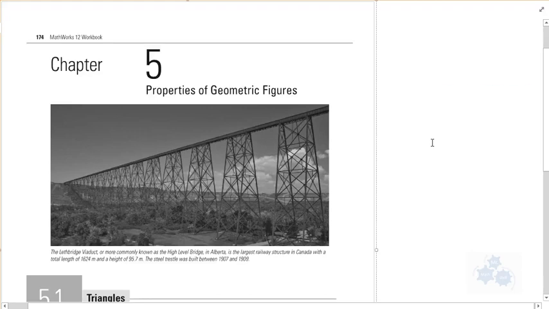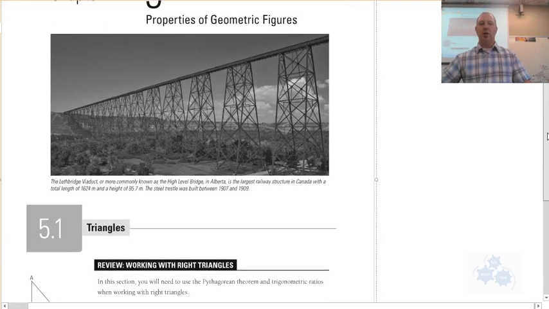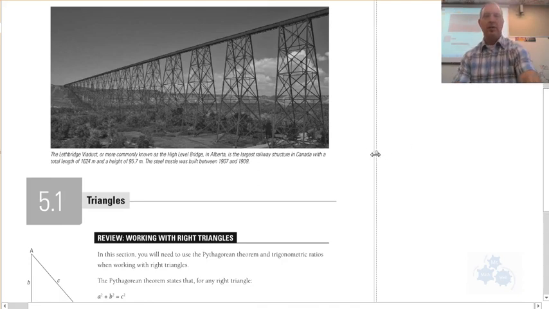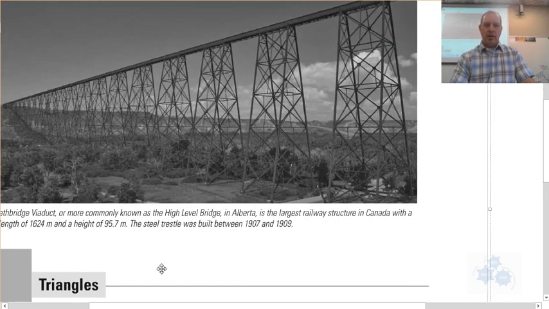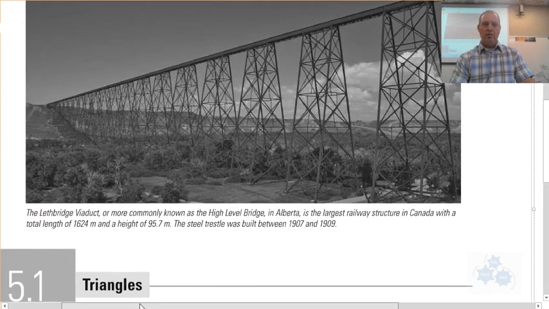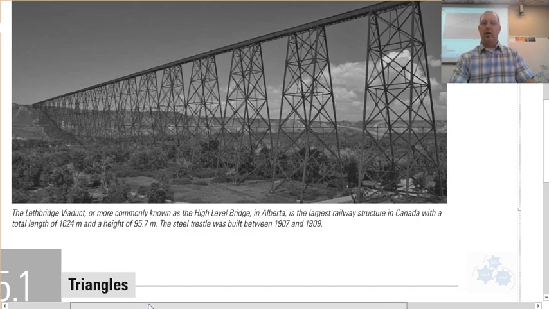All right, so chapter 5, this is properties of geometric figures. And we are, of course, talking about triangles to begin with. Now, if you look carefully at this diagram on the board, what is this here? This is the Lethbridge Viaduct, or more commonly known as the High Level Bridge in Alberta. It's the largest railway structure in Canada with a total length of 1,624 meters and a height of 95.7 meters. The steel trestle was built between 1907 and 1909.